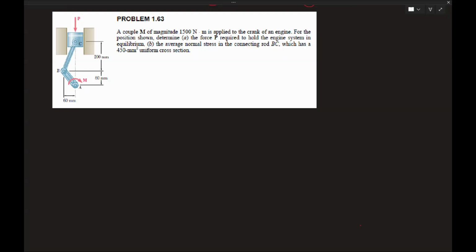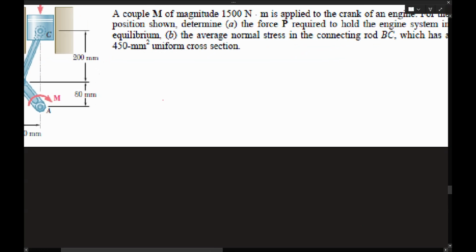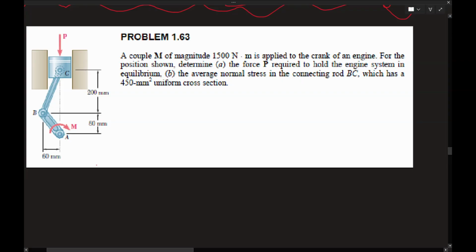Anyway, this question actually got me. I've done it already, so I'm just going to go over how I did the solution and how it is supposed to be done. So M has a magnitude of 1500 Newton meters, right? And it's applied to the crank of the engine. For the position shown, determine A, the force P required to hold the engine system in equilibrium, and B, the average normal stress in the connecting rod BC. So that's in this guy over here.